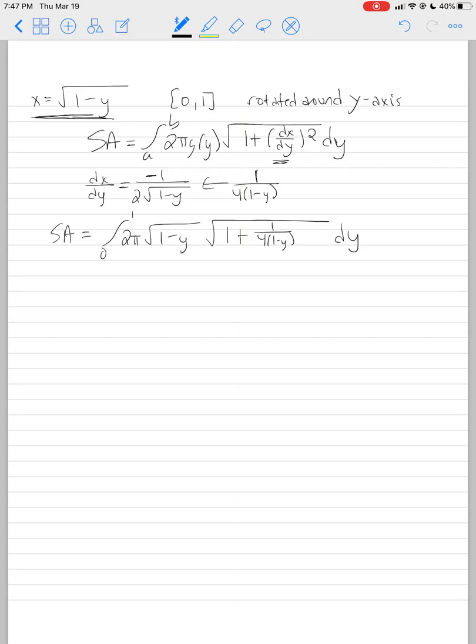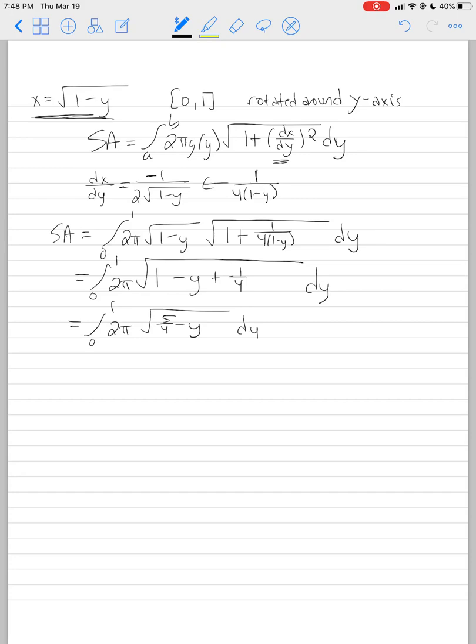And then dy. All right. First of all, there's absolutely no reason to have two square roots multiplied together when one will suffice. So inside a single square root, I will FOIL these, and I will get 1 minus y plus 1/4, otherwise known as the square root of 5/4 minus y. Sweet! I don't even need a u sub. I can just handle this.